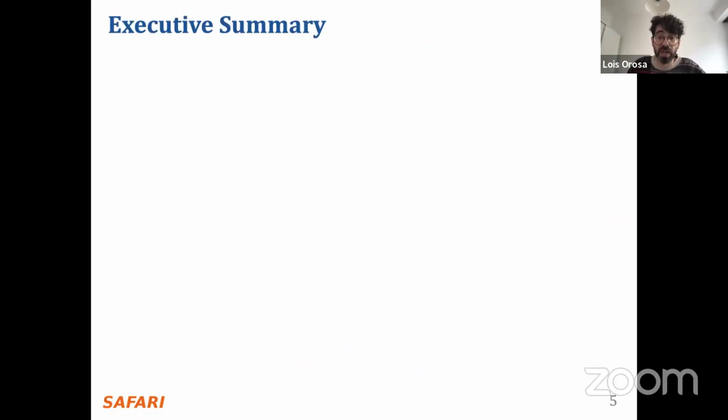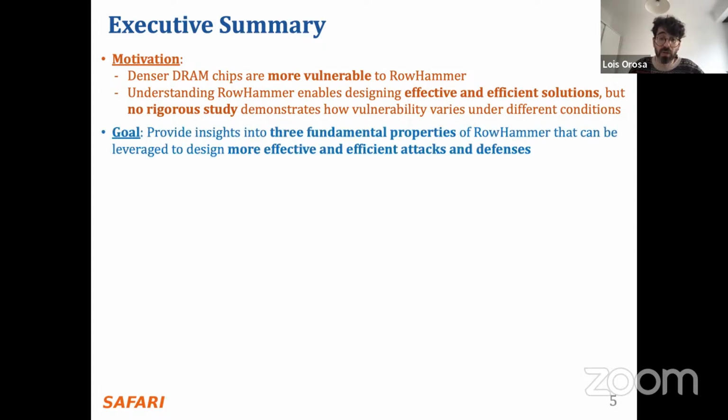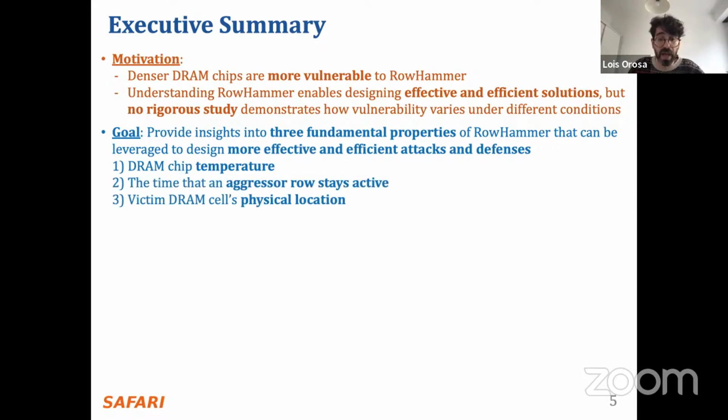Now I will quickly summarize our work. Denser DRAM chips are more vulnerable to RowHammer, and understanding RowHammer is critical to find effective and efficient solutions. However, no rigorous study demonstrates how this vulnerability varies under different conditions. In this work, our goal is to provide insights into three fundamental properties of RowHammer that can be leveraged to design more effective and efficient attacks and defenses. These properties are DRAM chip temperature, the time that an aggressor row stays active, and victim DRAM cells' physical location.